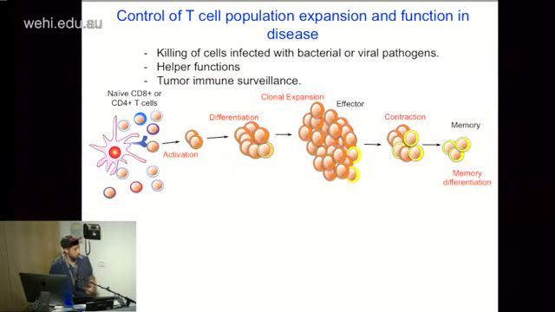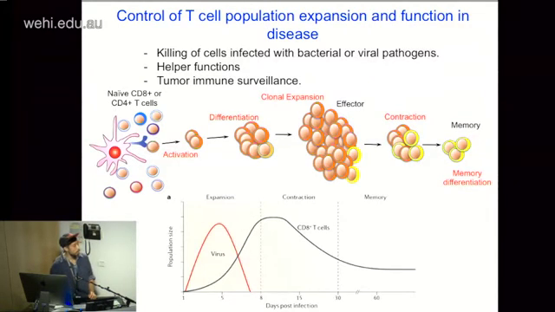And memory cells are important because they provide quicker protection for you when you, say, have a cold, or if you get the flu a second time, you'll recover a lot quicker. So this is just what a normal or a typical T cell response looks like.